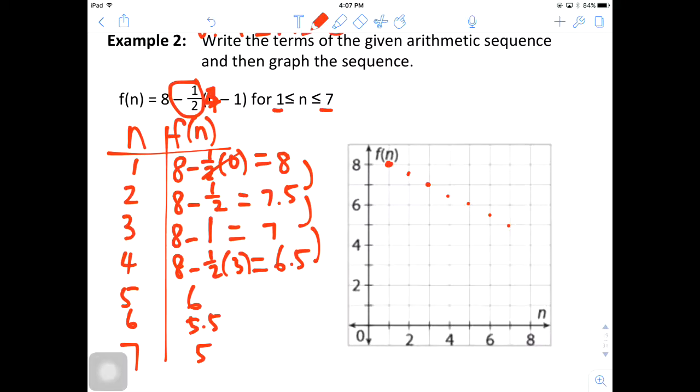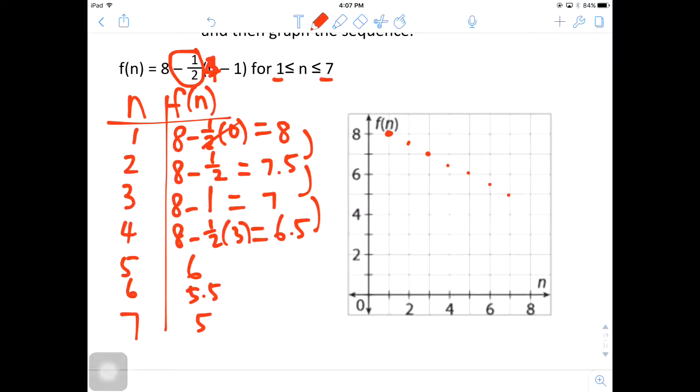And it should be a straight line forming. You don't need to connect the dots because it's a sequence. So we're just going to leave it like that for the problem. This is how you graph it.